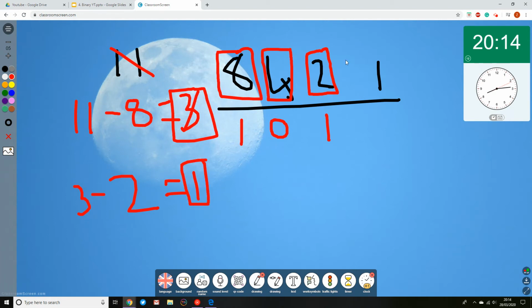So how many 1s fit into 1? 1. And we've got nothing left now, have we? 1 take away 1 is 0. So the number 11 we started with, in binary, is 1, 0, 1, 1.